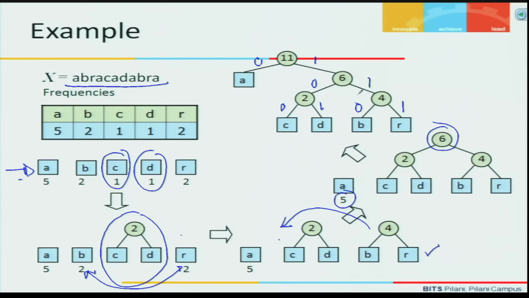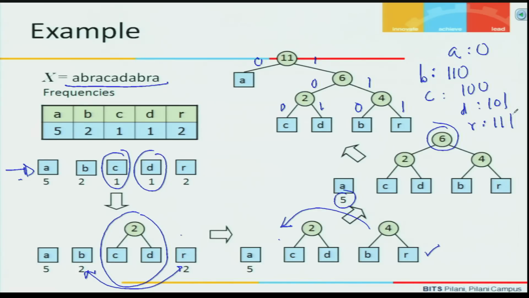0. So, the coding is going to be: A is represented as 0, B is represented as 1 1 0, C is represented as 1 0 0, D is represented as 1 0 1, and R is represented as 1 1 1.